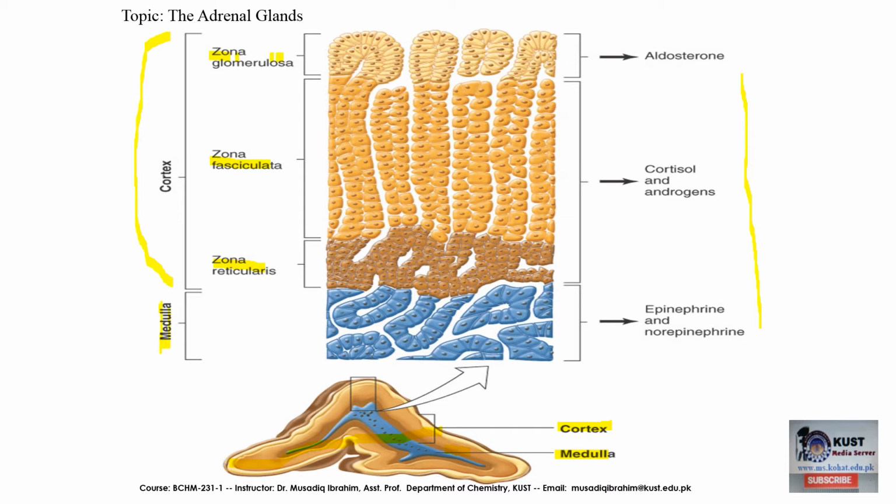So the zona glomerulosa secretes a hormone which is known as aldosterone, and the zona fasciculata from the adrenal cortex region secretes two types of hormones which are cortisol and androgens. And the adrenal medulla secretes two types of hormones which are epinephrine and norepinephrine, which are also known as the stress hormones or fight or flight hormones, which are secreted during the process of fight or flight.